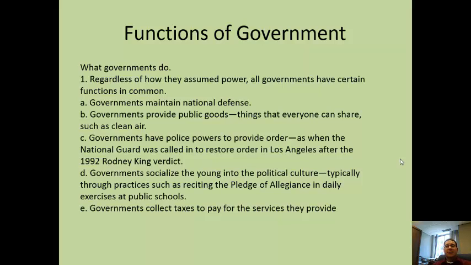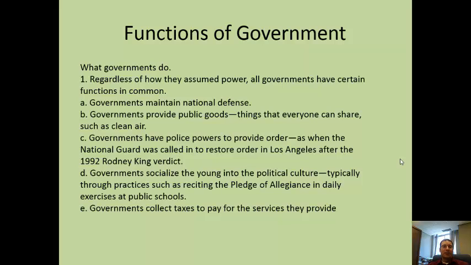Okay. So, some overall discussion about functions of government. What do governments do, right? Well, they issue student loans, student aid. We just talked about that. But there's more general things that they do. And we'll talk a little bit here on this slide about overall things that they do.